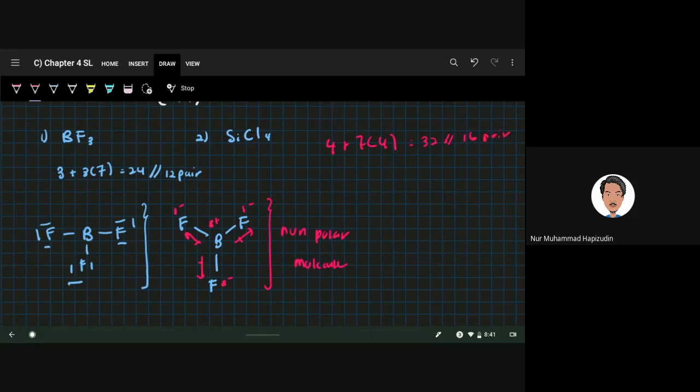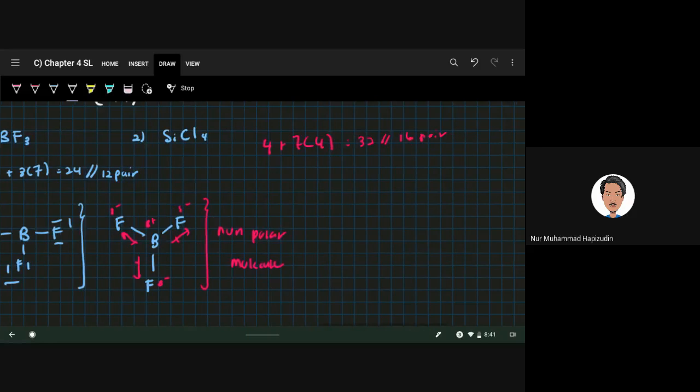Okay. So 16 pairs, silicon. 1, 2, 3, 4. Okay. This is tetrahedral. Tetrahedral. Okay. 3, 6, 9, 12. Okay.